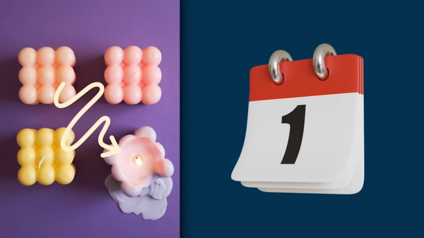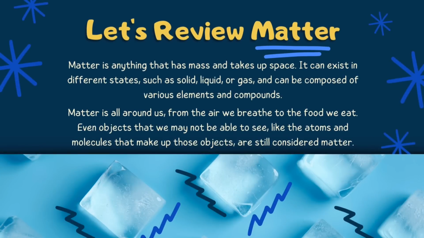For day 1, we're going to review matter and its phases. Matter is anything that has mass and takes up space. It can exist in different states, such as solid, liquid, or gas, and can be composed of various elements and compounds. Matter is all around us, from the air that we breathe to the food that we eat. Even objects that we may not be able to see, like the atoms and molecules that make up those objects, are still considered matter.